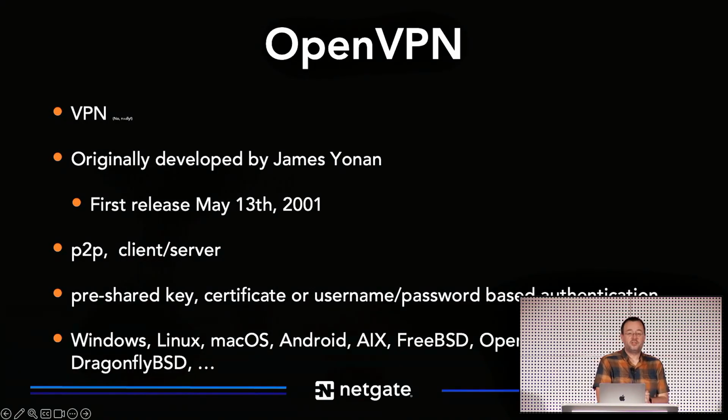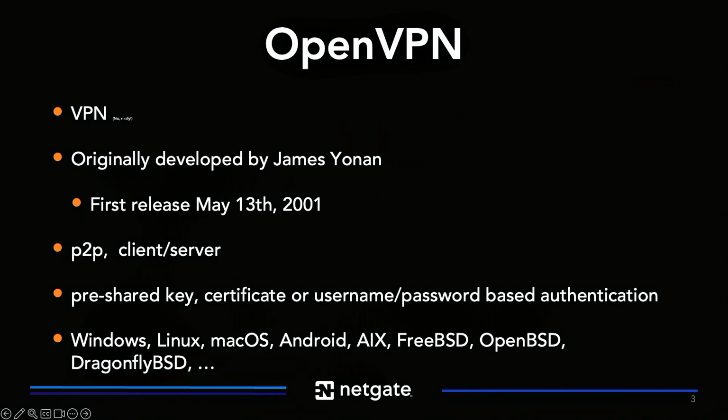So first thing, what is OpenVPN? It's a bit of VPN software, which I'm sure you could have guessed. It was originally developed by James Yonan, original release in 2001. So this is a fairly old bit of software, which for those of you familiar with software, you know that means it has all of the features. You can run it in peer-to-peer mode, you can do client-server setups, it has multiple different ways to authenticate: pre-shared keys, certificates, username, password. It runs on all common operating systems like FreeBSD, OpenBSD, DragonflyBSD. Also runs on some lesser-known operating systems like Windows and Linux and macOS, but nobody cares about those.